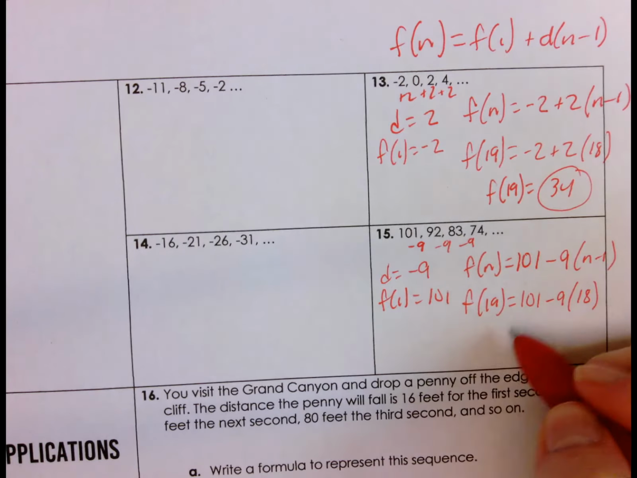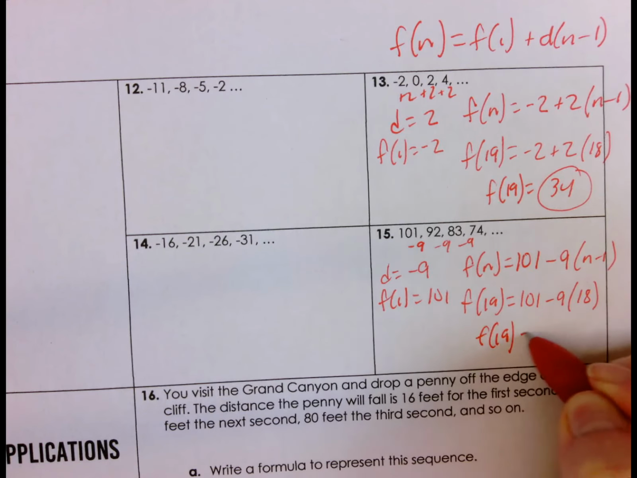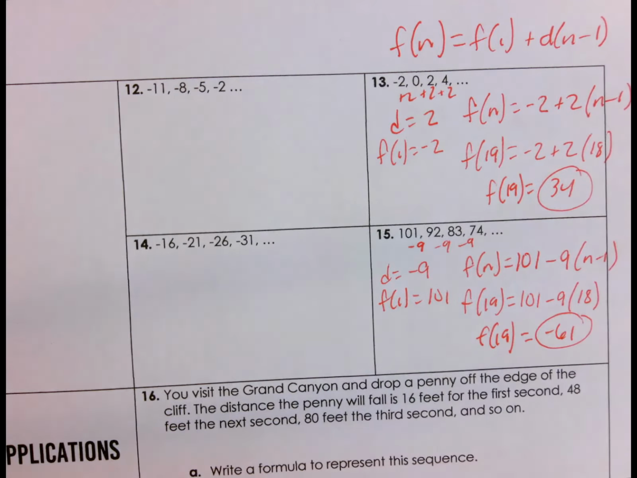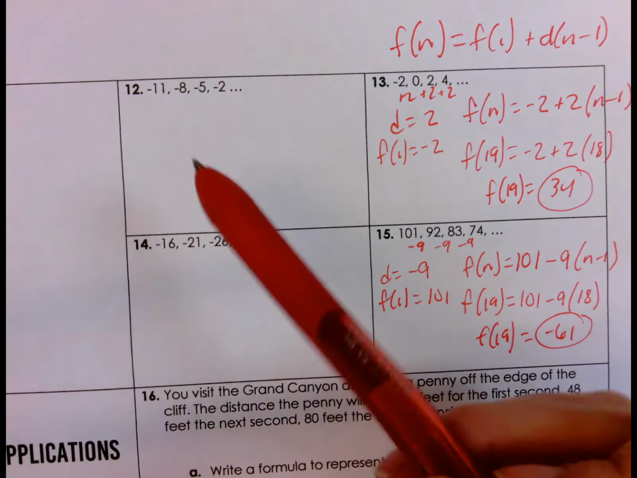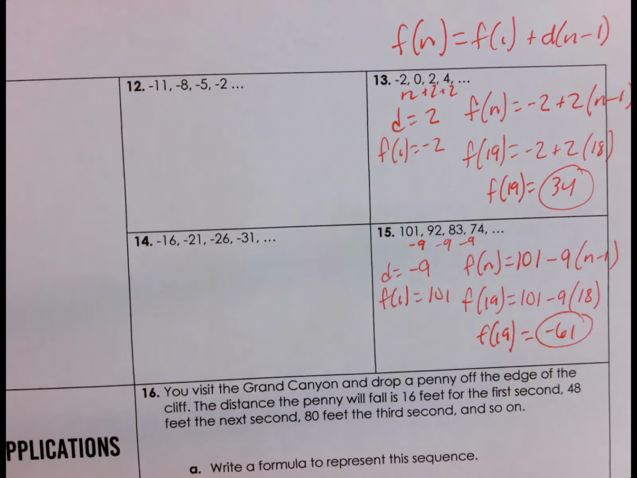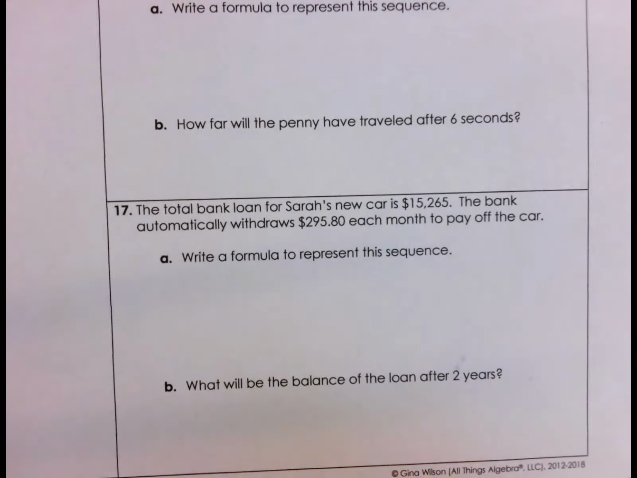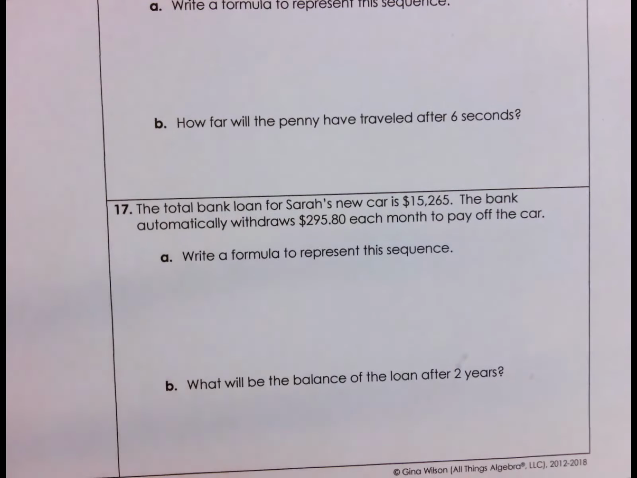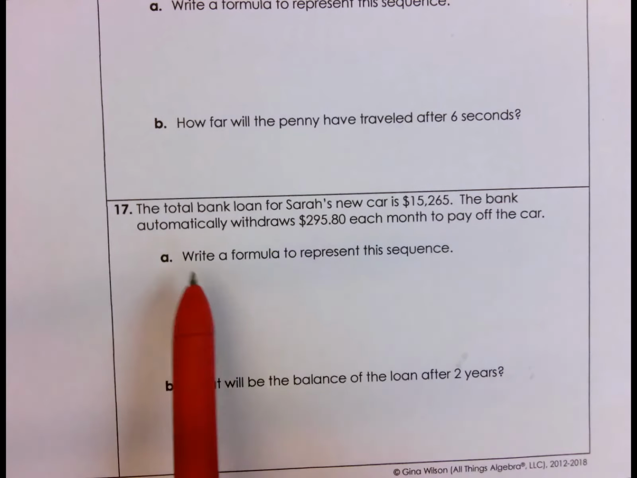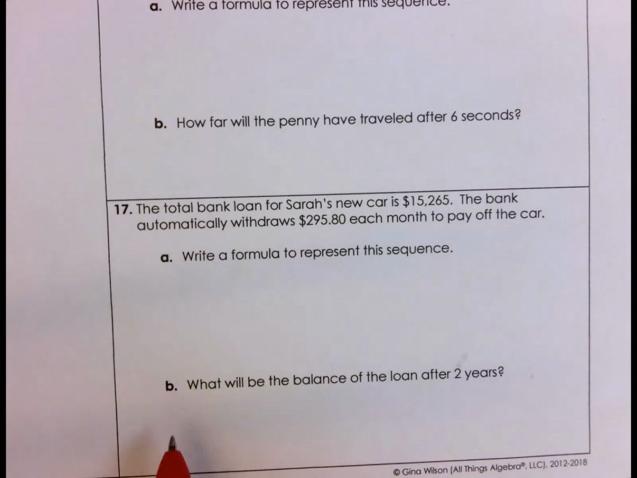We subtract that from 101. And we find out that the 19th value is negative 61. Okay? All right, so you're going to complete 10, 12, and 14 on your own for your quiz. You're going to complete number 16, and I'm going to help you with this word problem on number 17 to get you started, okay? So part A, we're going to write a formula, and then part B, we're going to look for the balance after 2 years, okay?